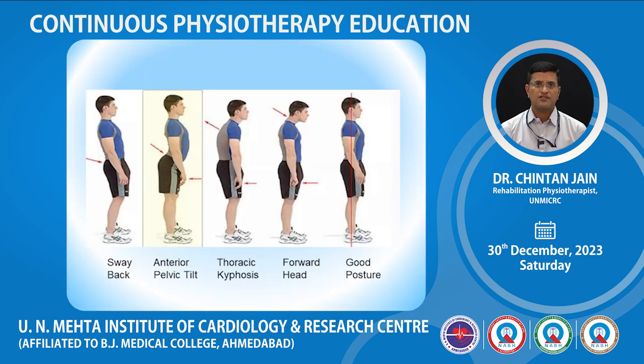These are 5 images of good or bad posture. The first image is a swayback. The second one is an anteriorly tilted pelvis. The third one is thoracic kyphosis, where the thoracic vertebrae will be kyphosed. The fourth one is forward head stoop posture, which occurs with continuous mobile or computer operating. The last image is good posture, where the head, shoulder girdles, back and feet are all in perfect aligned positions.